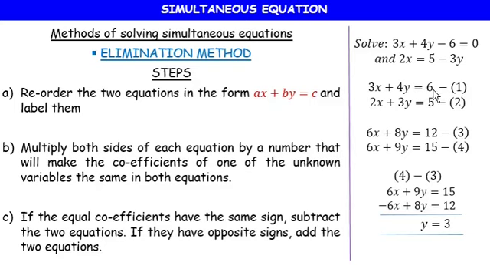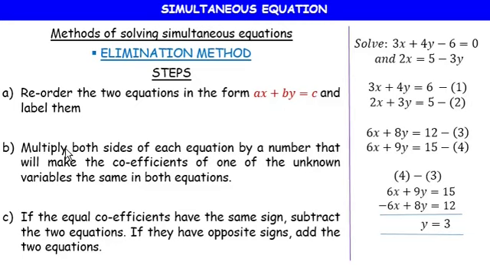So this one becomes our equation 1, and this second equation becomes our equation 2, so that it would help us in making references. So if you want to refer to 3x plus 4y is equal to 6, you are going to say equation 1. If you want to refer to 2x plus 3y is equal to 5, we are going to say equation 2, right? So that is the purpose of labeling the two equations.